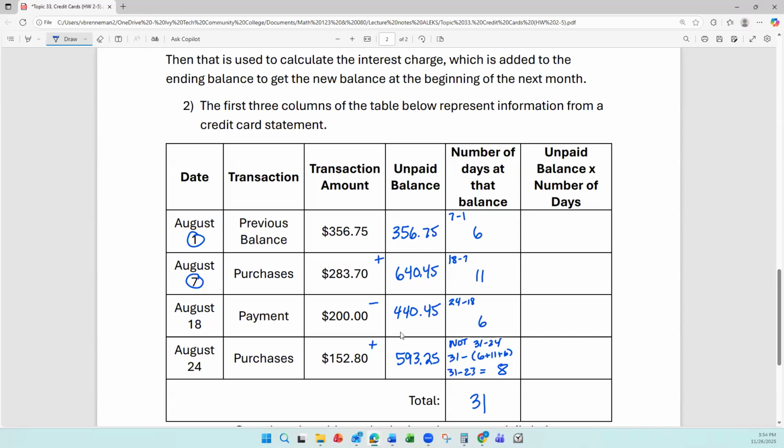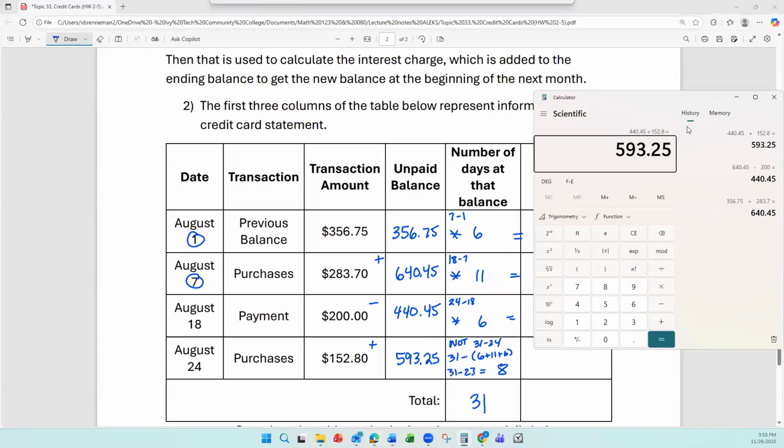Once you have the number of days at each balance, this is now a grouped mean type calculation. Multiply each unpaid balance by the number of days at that balance. So let's do those. We have 356.75 times 6, 640.45 times 11, 440.45 times 6, 593.25 times 8.